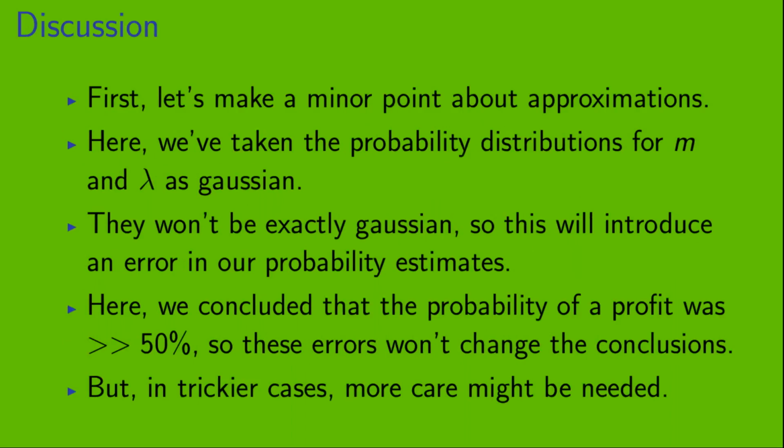Okay, first let's make a minor point about approximations. Here we've taken the probability distributions for m and lambda as Gaussian. They won't be exactly Gaussian, so this will introduce an error in our probability estimates. Here we concluded that the probability of a profit was much greater than 50%, so these errors won't change the conclusions. But in trickier cases, more care might be needed.